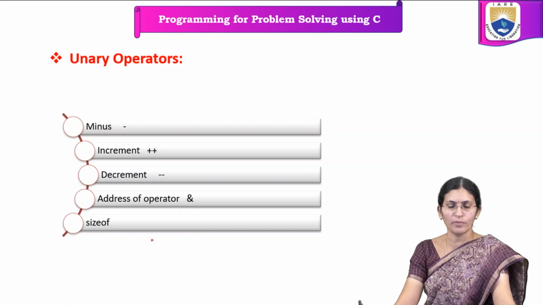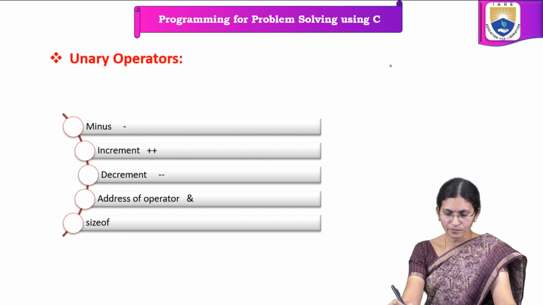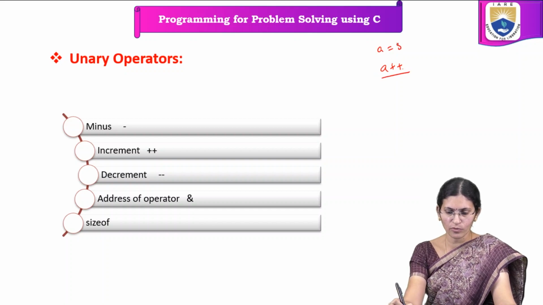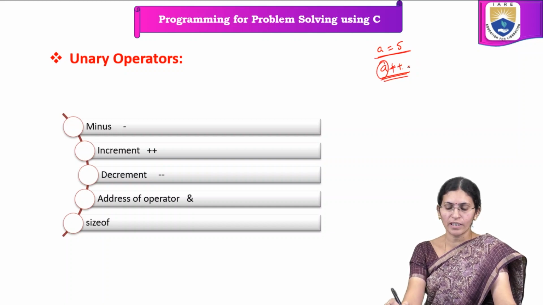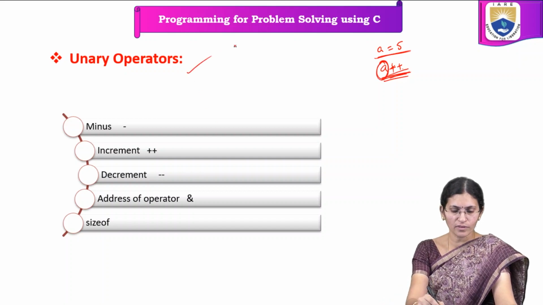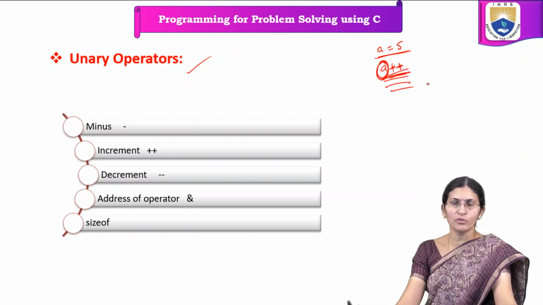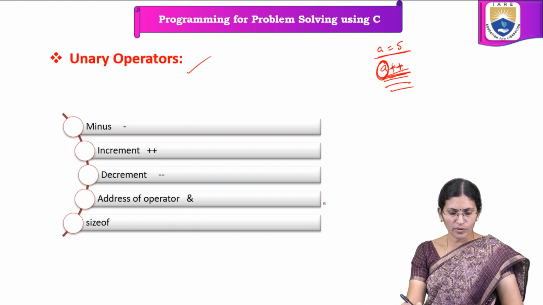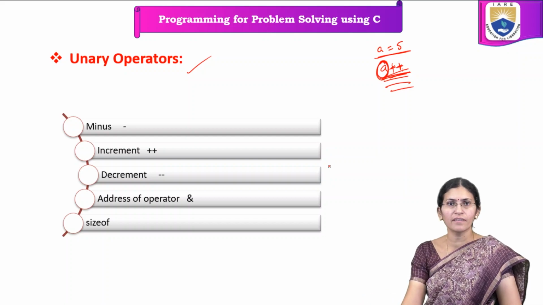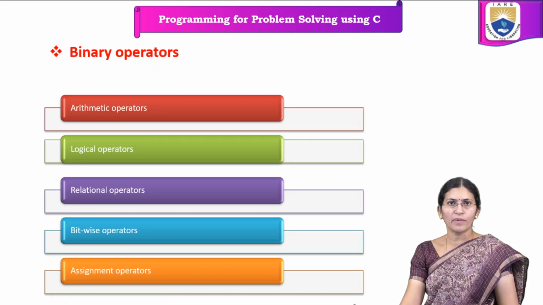First one, unary operator. For example, if you have the expression a plus plus, where a is some variable which holds some integer value, suppose a is equal to 5. Here a is the operand and plus plus is the operator. We have only one operand, therefore this type of operator which requires only one operand is called a unary operator. These are the different unary operators which are available: minus, increment, decrement, address of operator and sizeof operator.